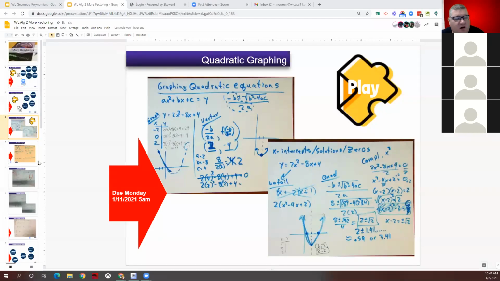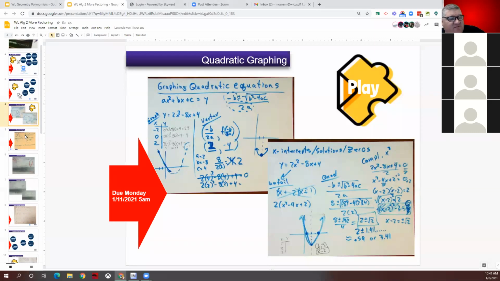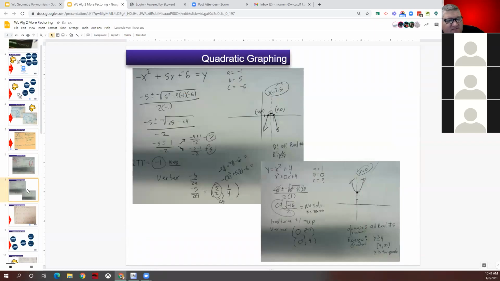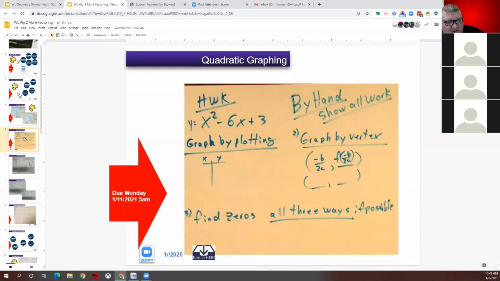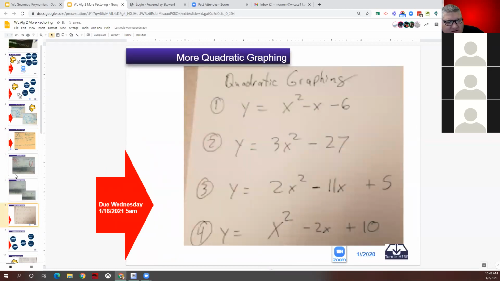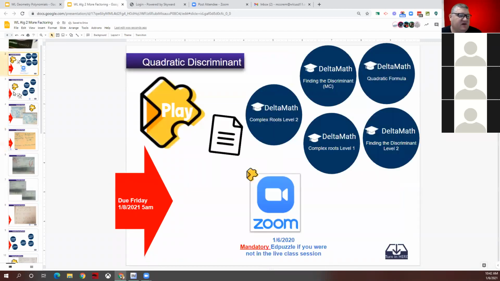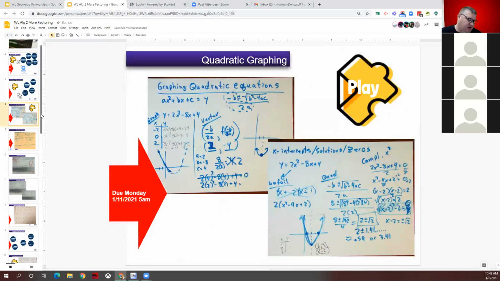That is what is on slides 4 and 5. Now you'll notice there's no red arrows on 6 or 7. That's just another example to help you, okay? But that is due Monday. This other stuff is due Friday.